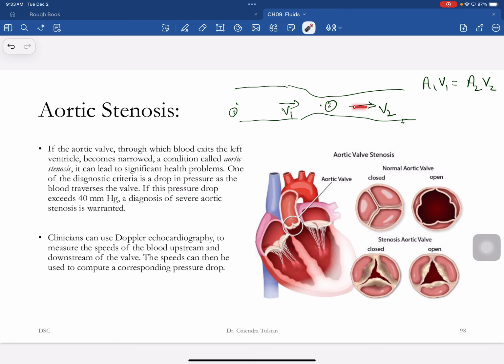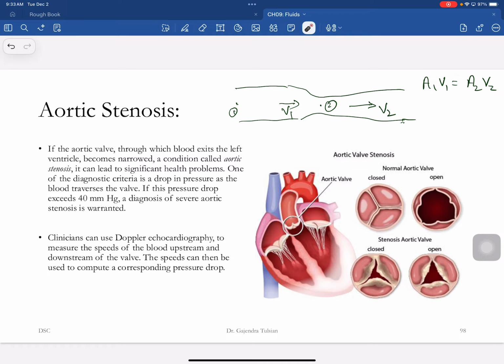The speed of the blood is measured using an echocardiogram. It works on the Doppler effect, just like how the cops catch us using the Doppler effect. That's how they measure your speed. The same thing is done here. They can measure these speeds using echocardiograms, and from that surmise if your valve is diseased. If your valve is diseased, it's not opening completely, and this blood is going too fast.